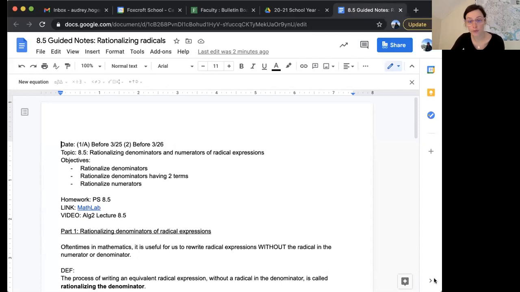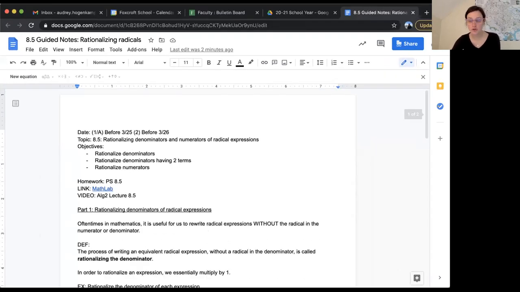Okay, so today we are talking about 8.5, which has to do with something called rationalizing. And that is essentially getting rid of a square root in either the numerator or a denominator of an expression. Okay, so rationalizing denominators is what we are going to begin with.